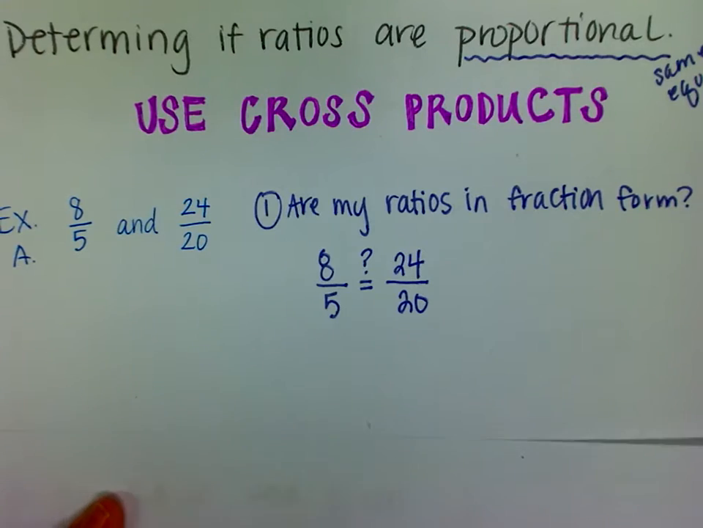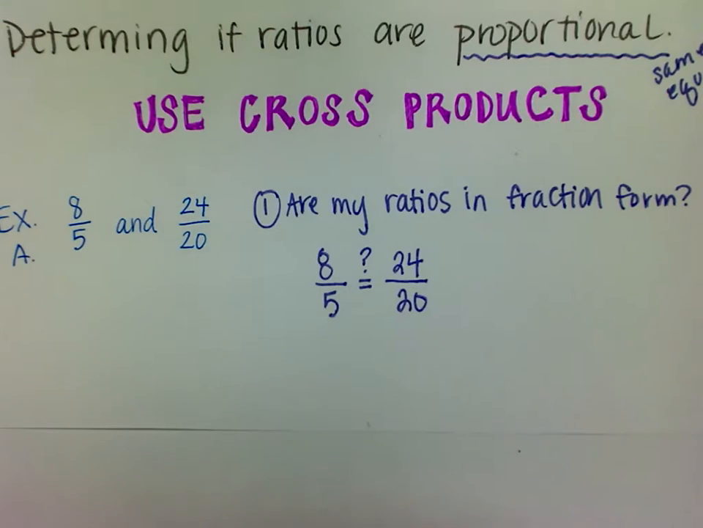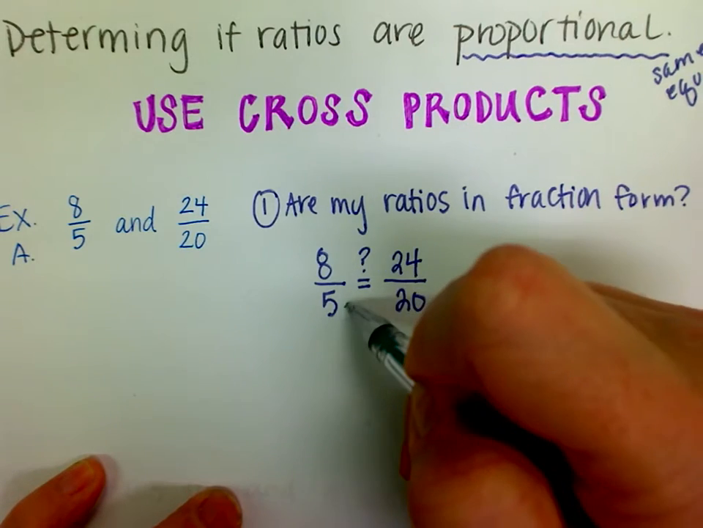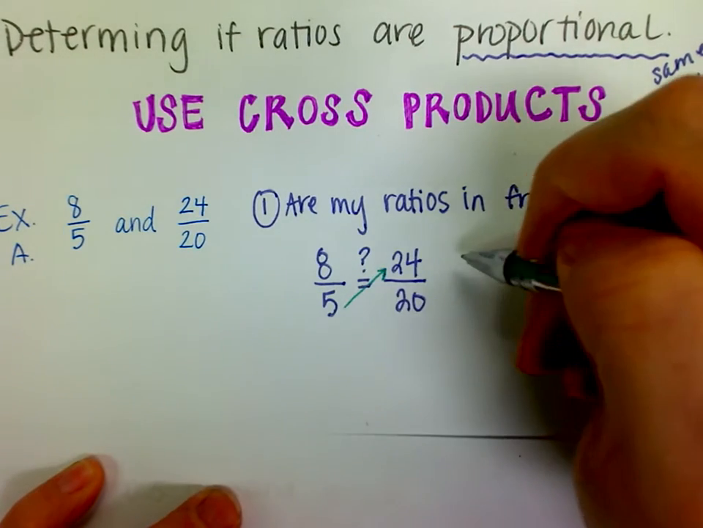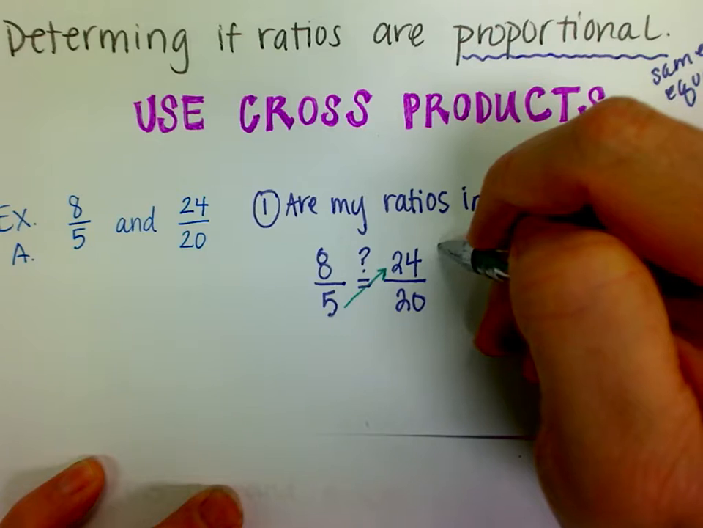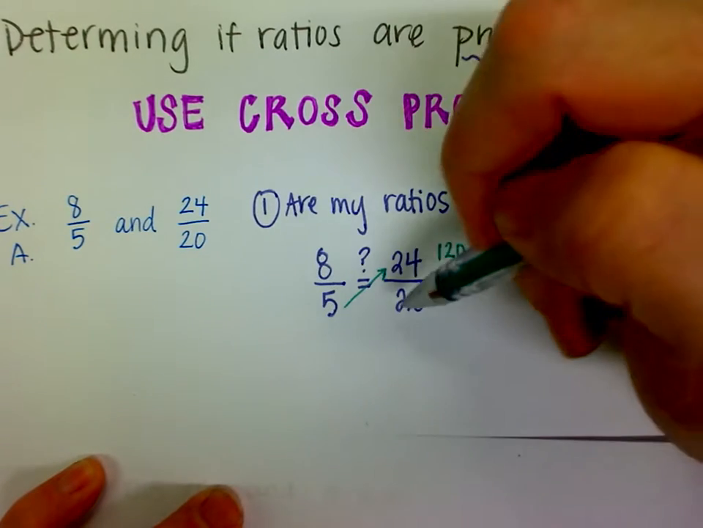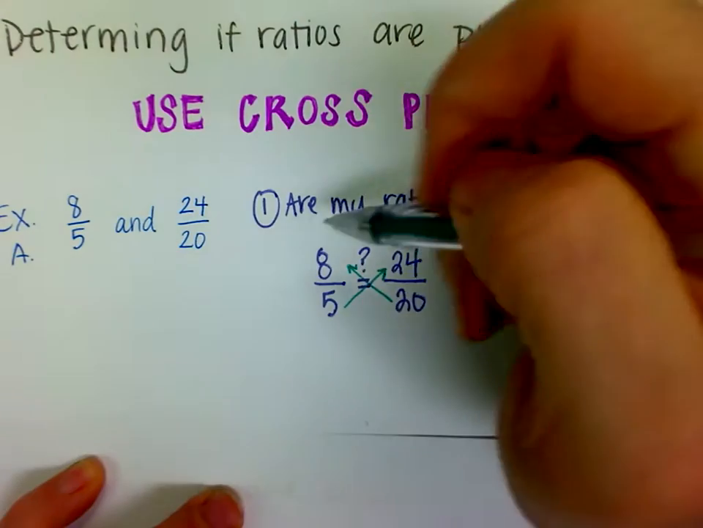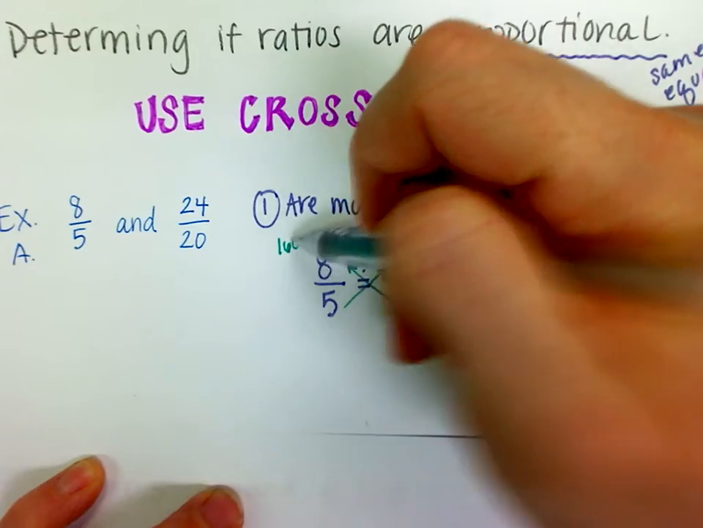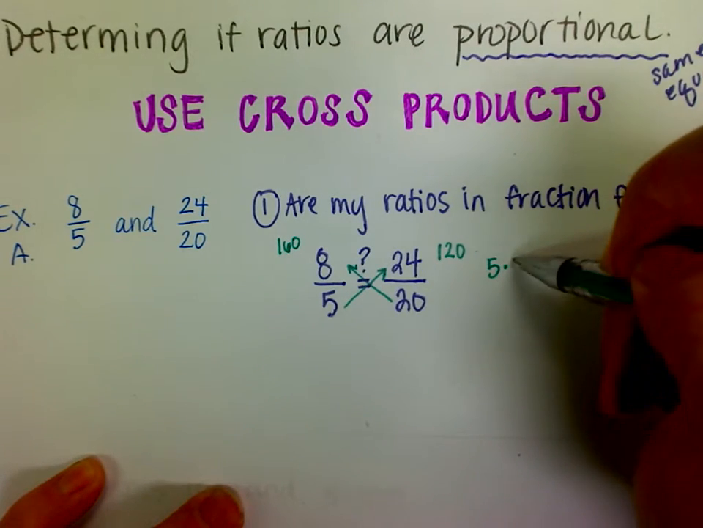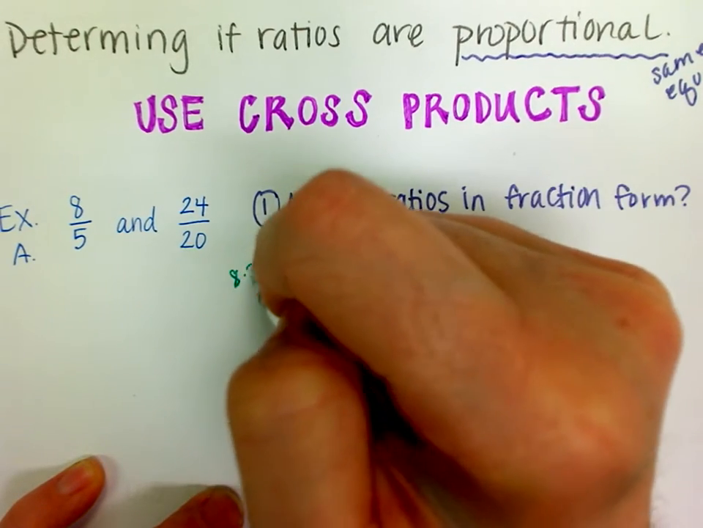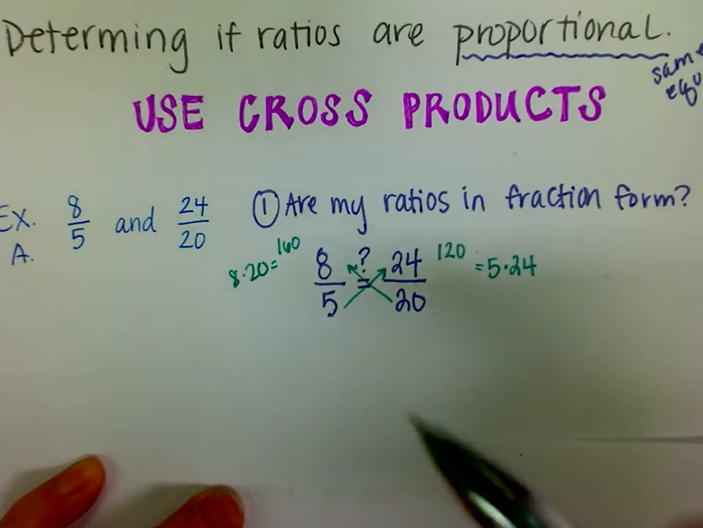And the nice thing about cross products is it is that simple. You can cross multiply and get the product. So we multiply the denominator of one fraction with the numerator of the other fraction. So 5 times 24 I get is 120. And we multiply the denominator of the other fraction with the numerator of the remaining fraction, and we get 8 times 20 is 160. So this was 5 times 24 equaled 120, and this was 8 times 20 equaled 160.